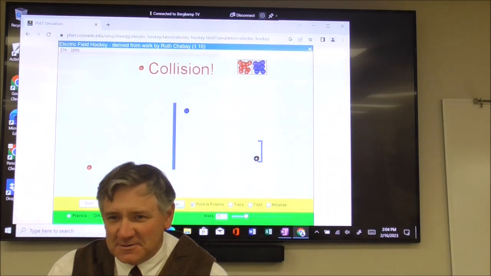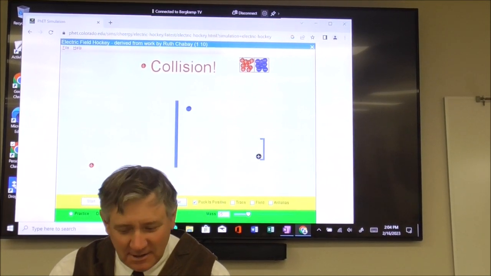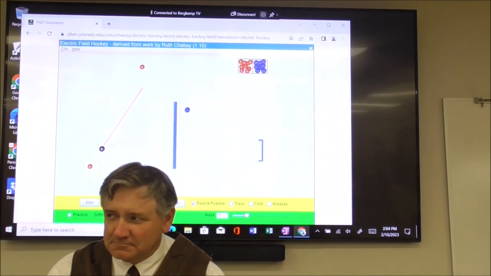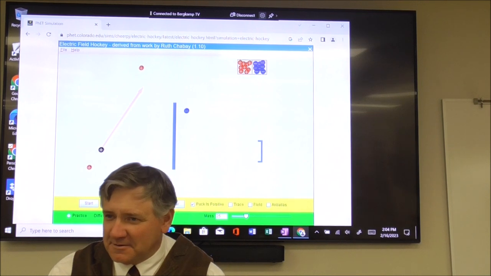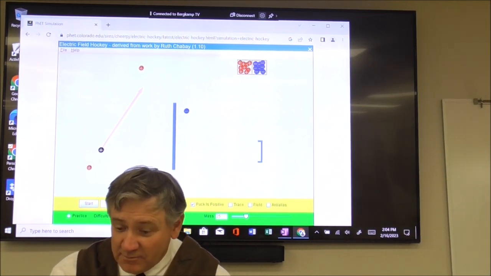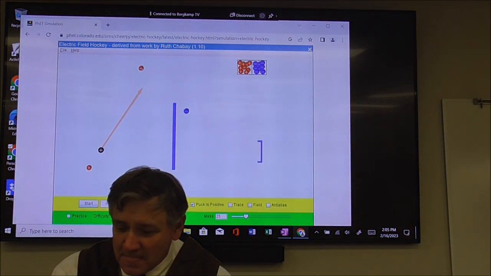Whoa. How's that not a goal? It didn't go in. Oh, we'll give him that, though. Oh, no, no, no. So now what can we do? Move it a little bit. Just tweak it. Just pull it up. Push the red one up. Or just add another red one over there. Just a touch.